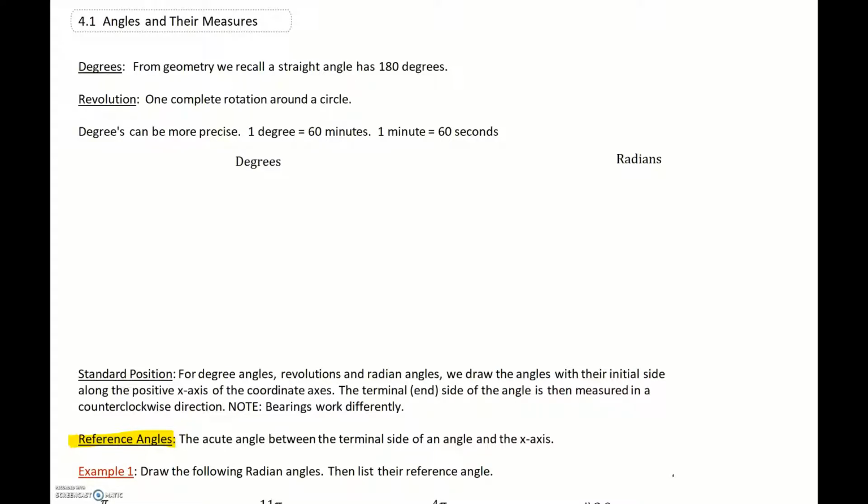All right, so you guys have been doing degrees, and from geometry we know that a straight line is 180 degrees. So I'm going to use that logic right now and say, here's a straight line, and that's 180 degrees, right? And this is 0 degrees. We call that standard form.